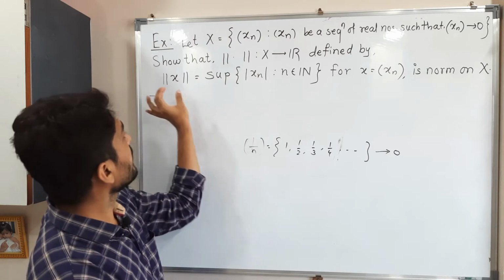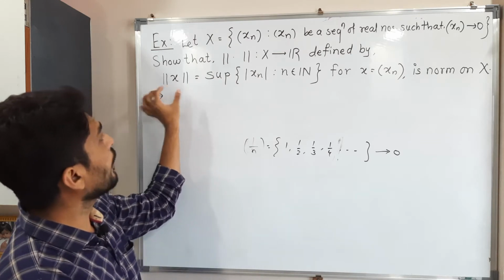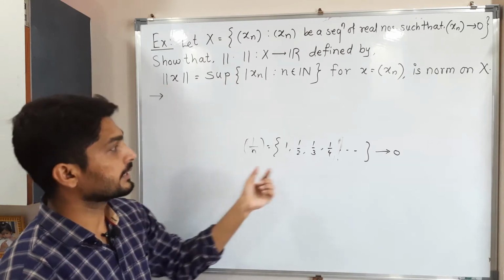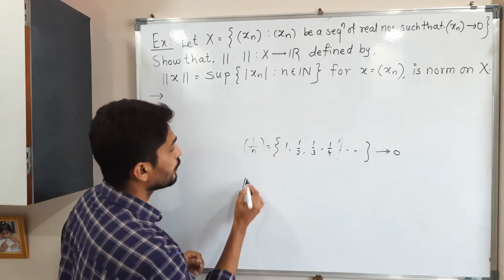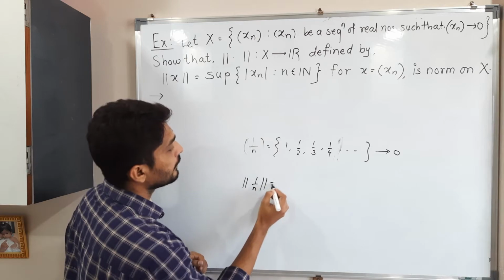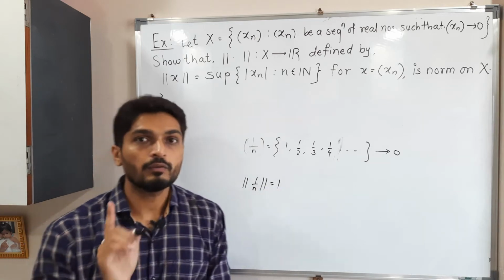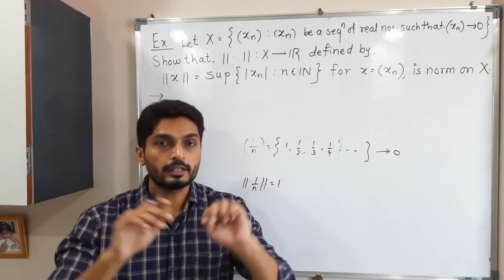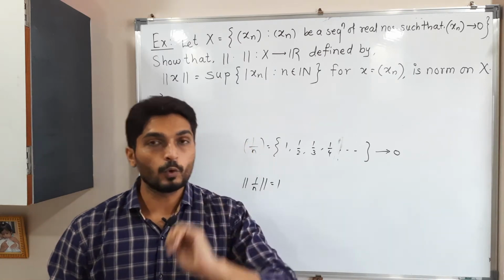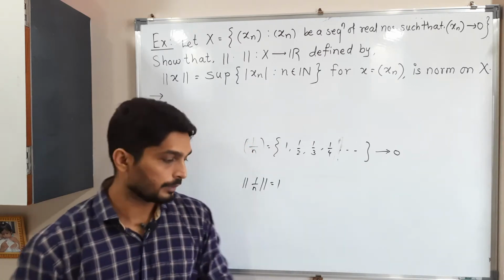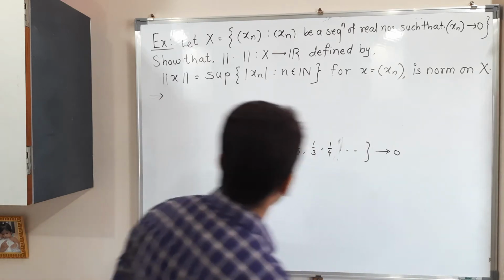Okay, and they have defined norm. They have defined this norm in this way: supremum of mod x_n. So that means, what is it? Supremum value is 1, so that's why norm of 1/n is equal to 1. So in this way they have defined that function norm. Getting? And we have to prove that it is a norm. That means it should satisfy how many conditions? 4 conditions, right? So let us start to prove all conditions one by one.